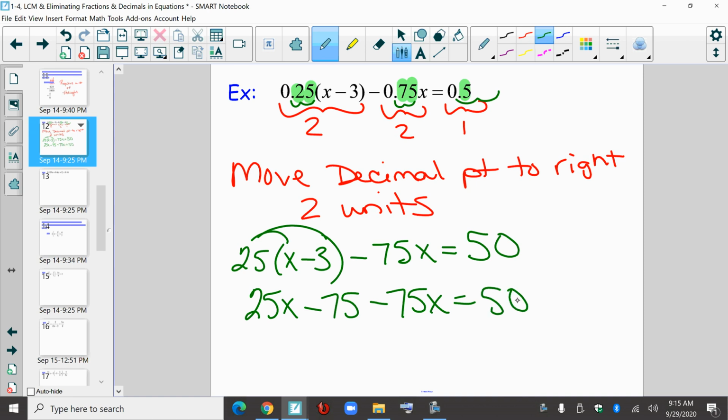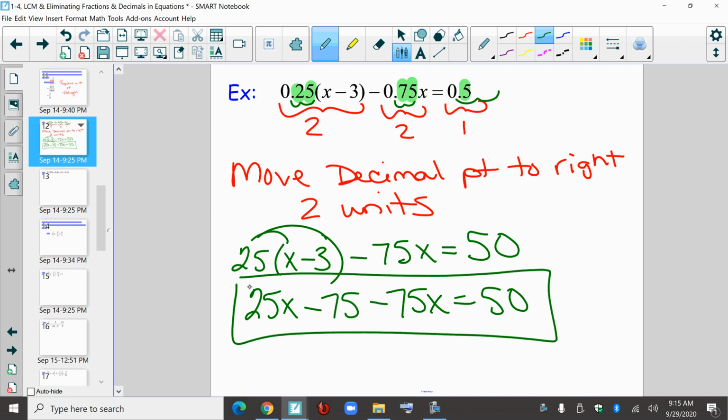Do you have any fractions? No. Do you have any decimals? No. Do you have any parentheses? No. That's as far as you have to go today.